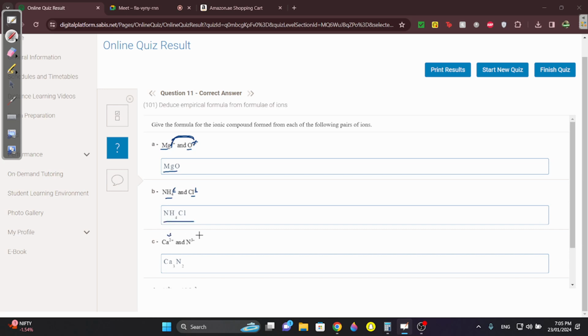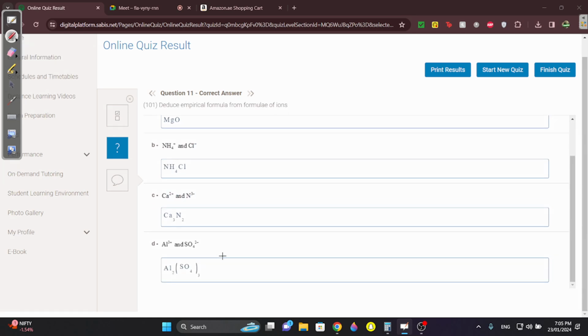Here, do they have the same charge? No. Here you have 2+ and 3-. So you crisscross: you take the 2 down to the N, and the 3 down to the Ca. So it becomes Ca3N2. Part D, Al3+ and SO4 2-. They don't have the same charges, so you crisscross. The 3 goes to the SO4, and the 2 goes to the Al. So you'll get Al2, SO4, and we're going to put the 3 outside of SO4. Remember, if there's already a subscript, you have to put it in brackets and put the subscript outside. This is how you do it.